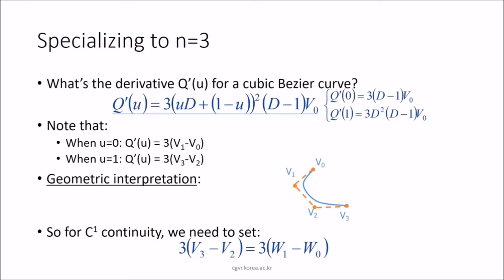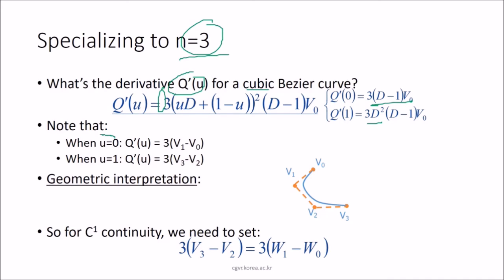You can apply it anywhere. Now specializing for n equal to 3, what's the derivative Q dash u for, say, a Bezier curve which is cubic? We know it for 0 and 1, and now we want it for 3 also. So Q dash u is equal to 3 (uD plus 1 minus u) whole square (D minus 1) v0, where Q dash 0 is 3(D minus 1) v0 and Q dash 1 is equal to 3 D square (D minus 1) v0.